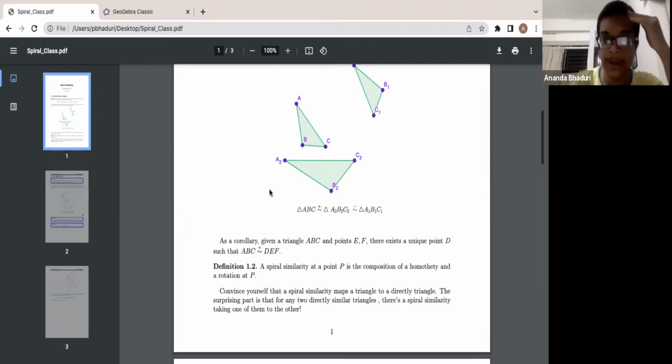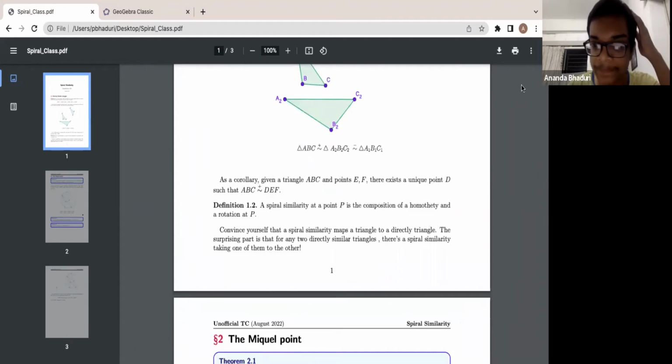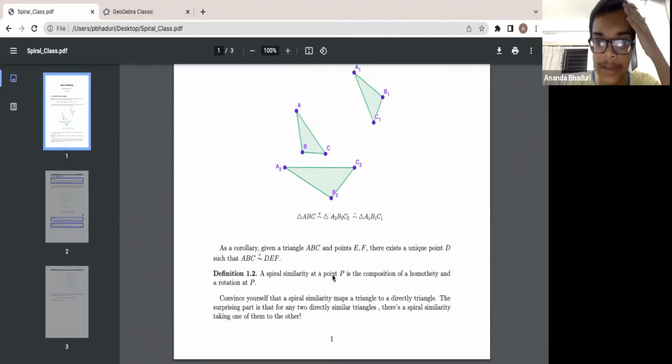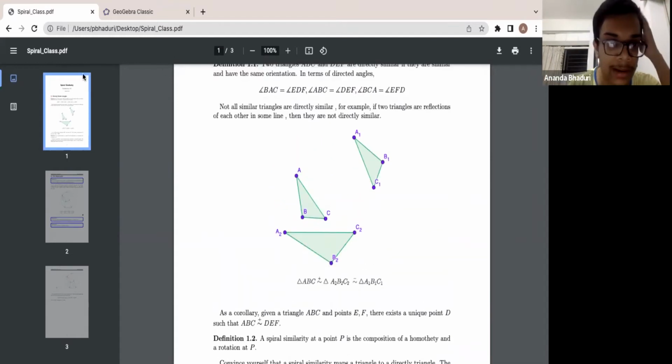And so now we define a spiral similarity. A spiral similarity at a point P is just a homothety at P followed by a rotation at P. So you can imagine there's a point P here, and if you rotate ABC about point P and then take a homothety, you can send A to A2, B to B2, and C to C2. The order does not matter, these two commute.